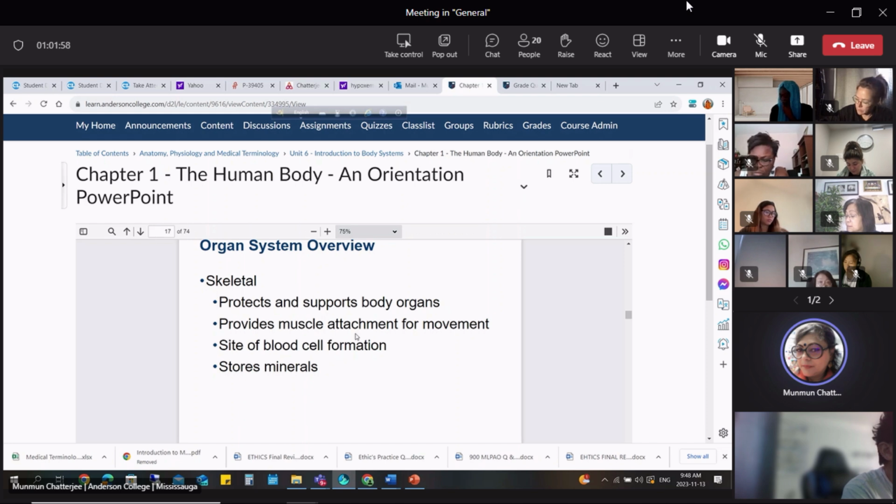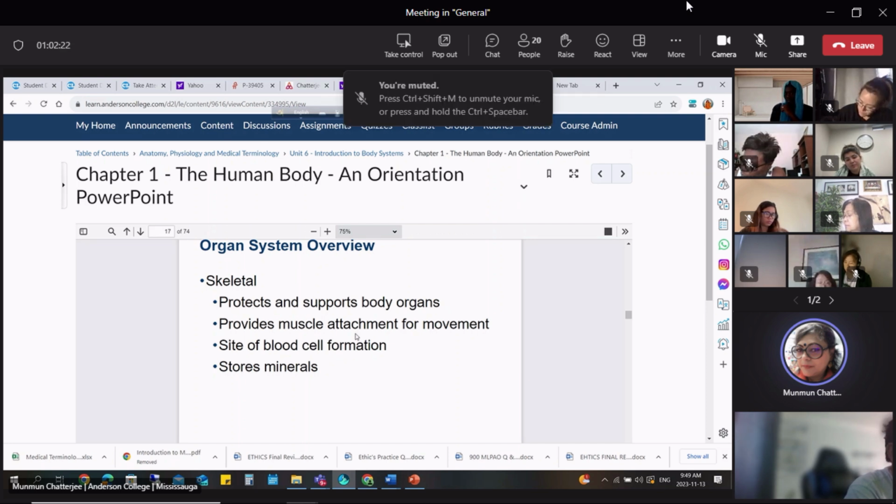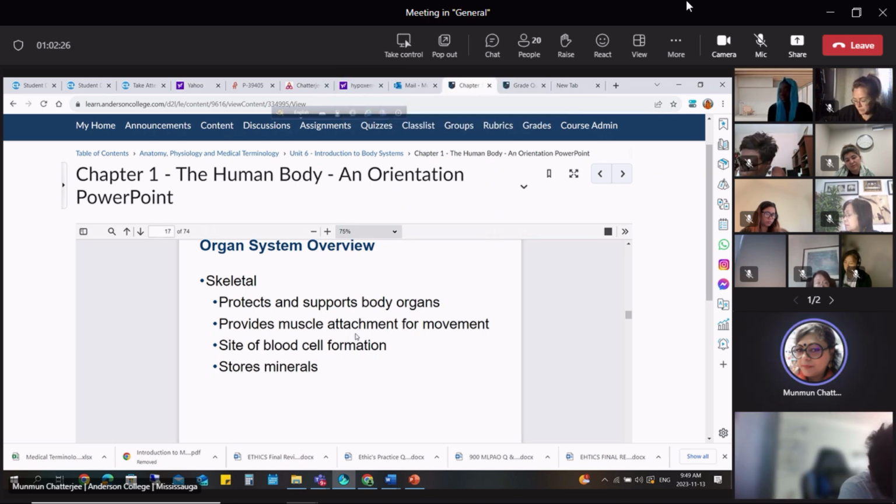The skeletal system protects and supports the body organs. If I have arthritis, or if I break my leg or hand, we cannot function. If you have a leg injury, you cannot work. If you have a hand injury, we cannot work with the hand. So it gives the main support structure of the body. You have the rib cage, the spine, the hands. The rib cage protects your heart and lungs all the time. Your spine gives you back support so that all organs can be placed together.